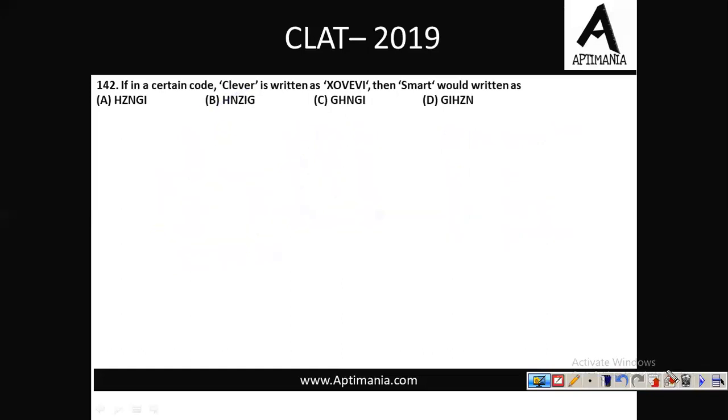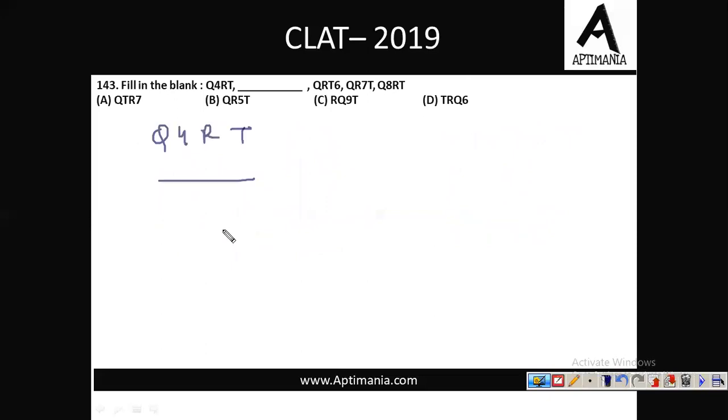Moving to the next question of this set. Okay, this was a very easy one. Q4RT. Next, we need to find the missing term. QRT6, QR7T, Q8RT. Now you will see we are just rearranging the letters and increasing the number by 1. So our answer should be some rearrangement of QRT with 5 in between them. Only option B has 5 in between them. So our answer is option B.